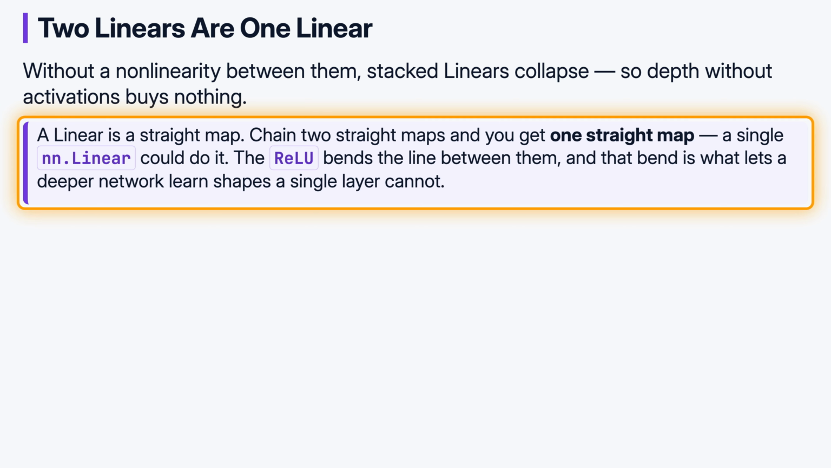A linear is a straight map. Chain 2 straight maps and you get 1 straight map. A single nn.Linear could do the same job. The ReLU bends the line between them. That bend is what lets a deeper network learn shapes 1 layer cannot.